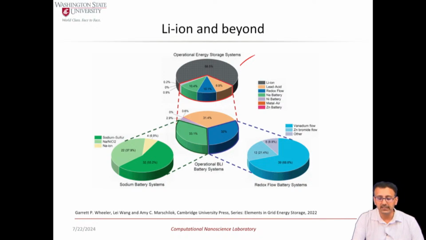there's some lead acid batteries that are still used. There's redox flow batteries. Redox flow batteries are used quite a bit in renewable energy storage systems. And then there is sodium based batteries. So we have done quite a bit of sodium based battery work, and I will introduce that in a moment.